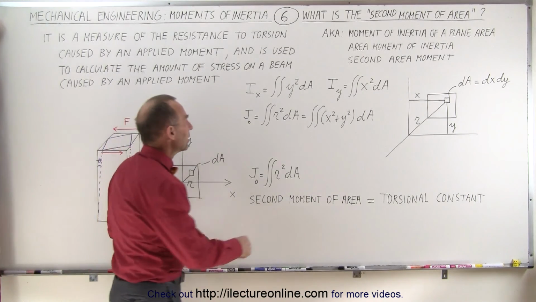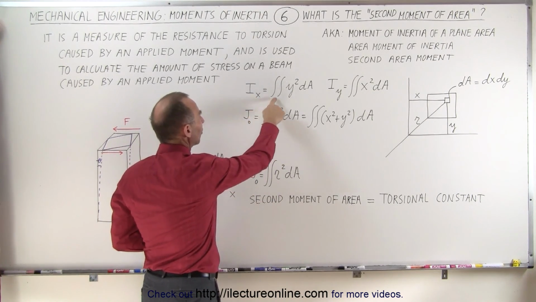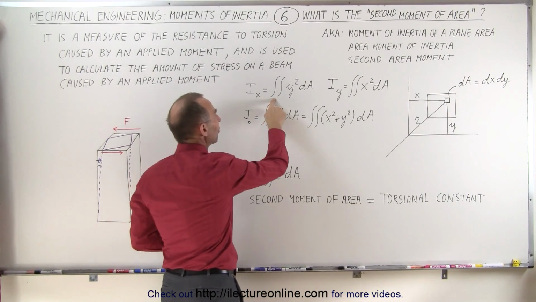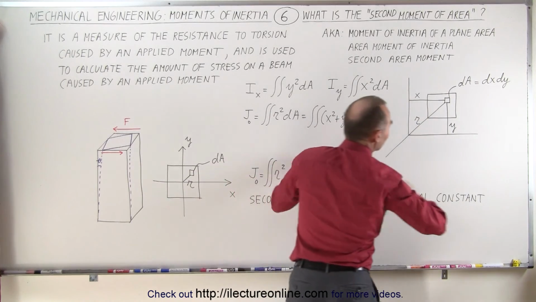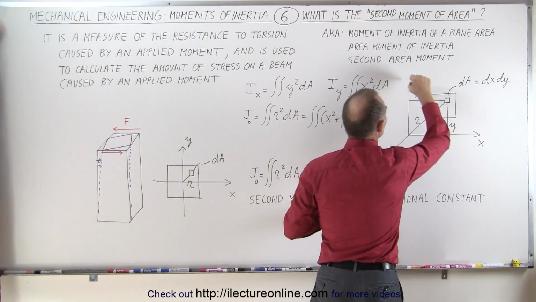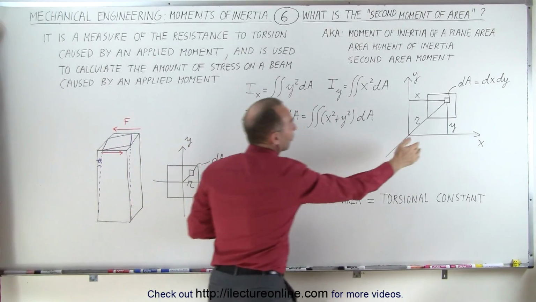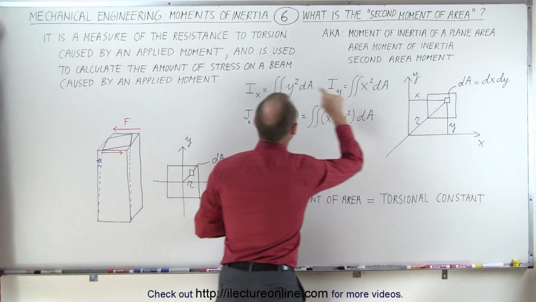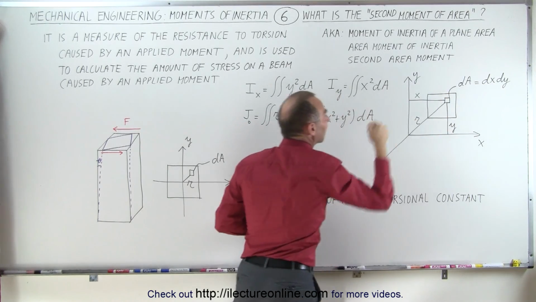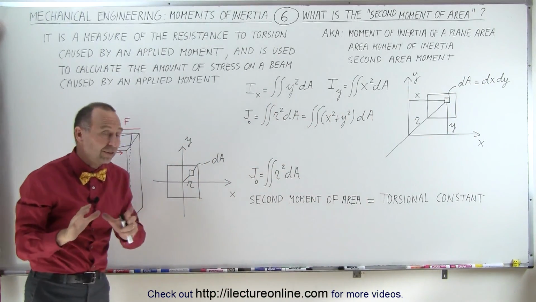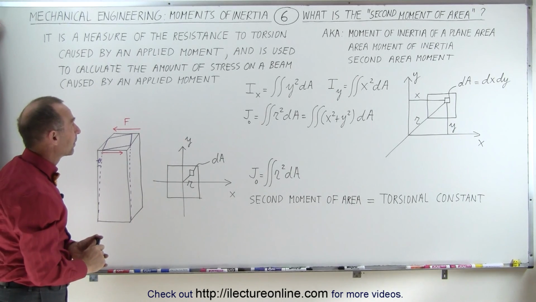Mathematically, if we calculate the second moment of area with respect to the x-axis, it is a double integral of the distance from an area element to the x-axis, and this is the x-axis, and this is the y-axis right there. So it's the distance from an area element to the x-axis squared times the area element, and then integrated over the entire area. So this is definitely related to an area. It's called the second moment of that area.